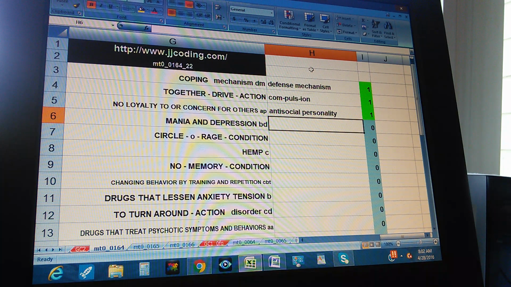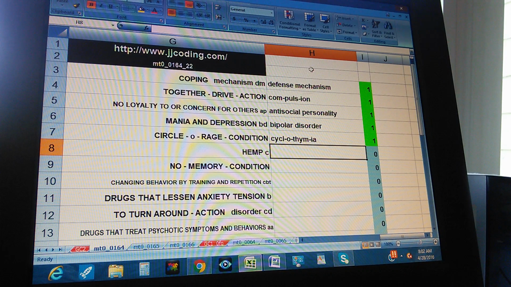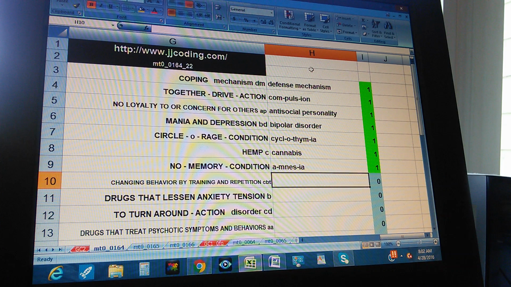So let's start. Coping mechanism. Defense mechanism. Together, thrive, action. Compulsion. No loyalty to or concern for others. Antisocial personality. Mania and depression. Bipolar disorder. Circle, rage condition.